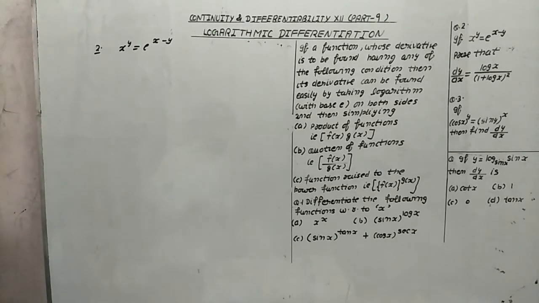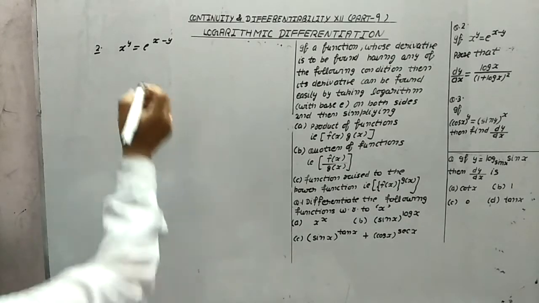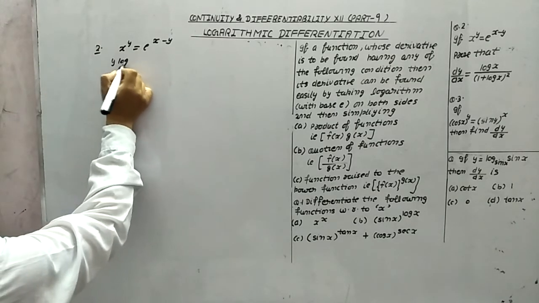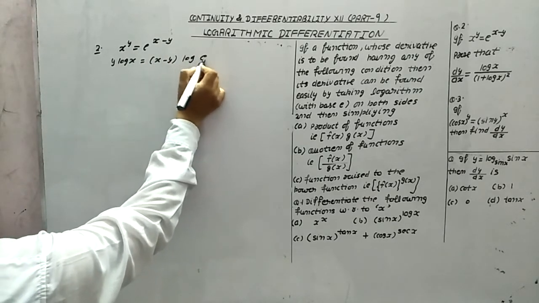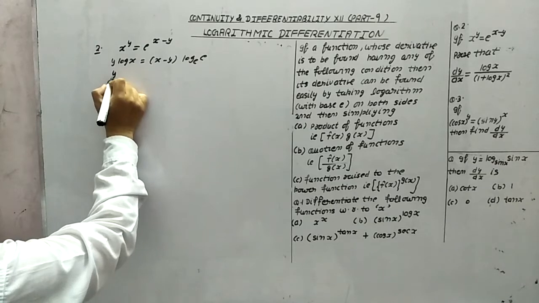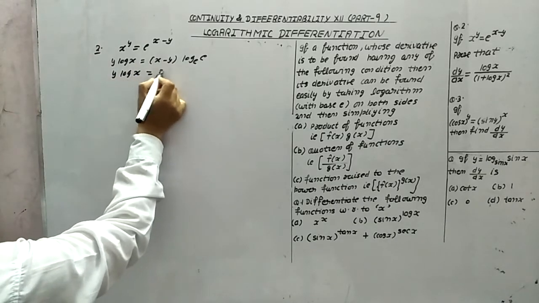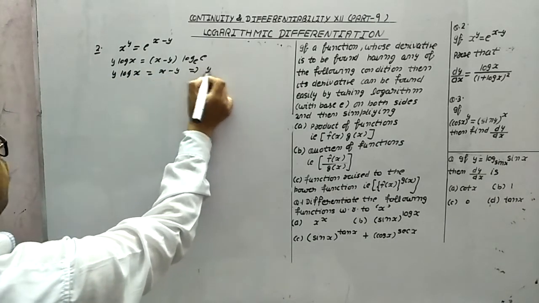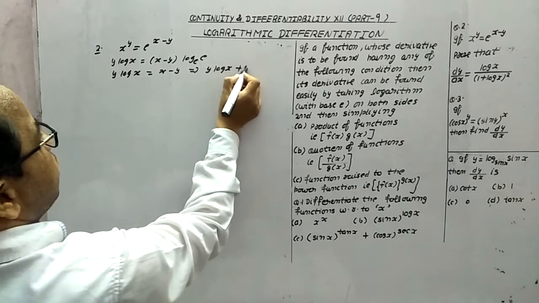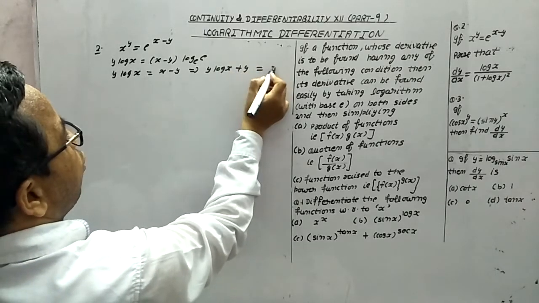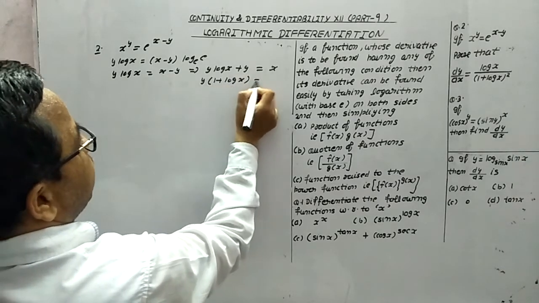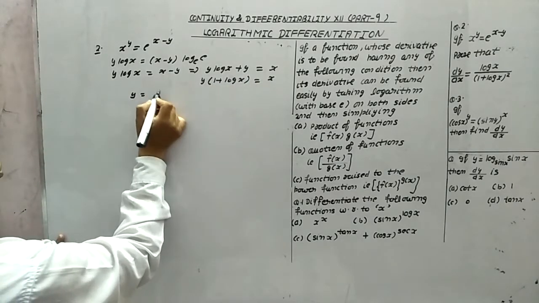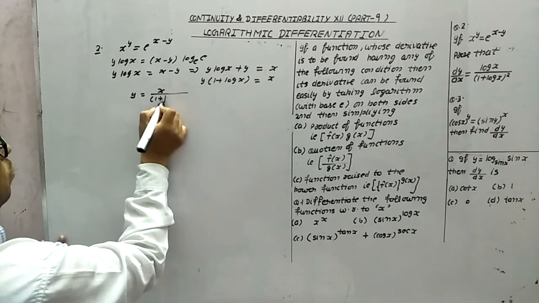In question number 2 we have x raised to power y is equal to e raised to power x minus y. Taking log both sides, it means this becomes y log x is equal to (x minus y) log e, and the base is also e, which is equal to 1. It means y log x is equal to x minus y. It implies that y log x plus y is equal to x. Y common, it means what does this become? 1 plus log x, and this is x. It means y is equal to x upon 1 plus log x.